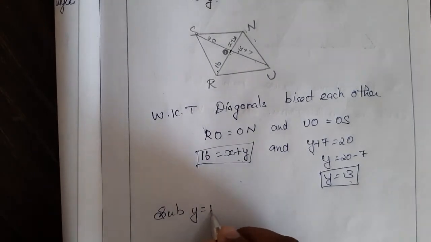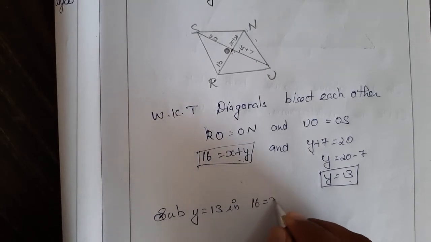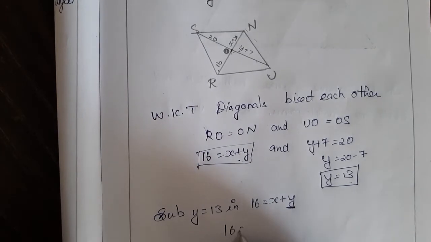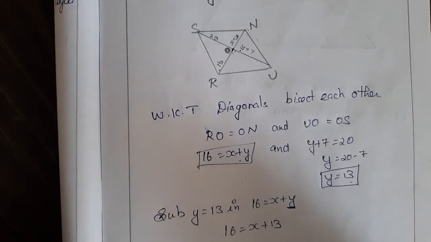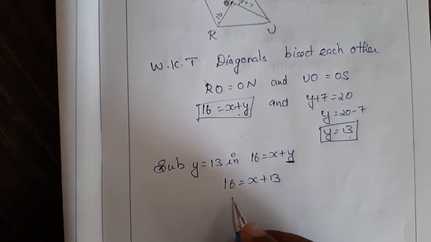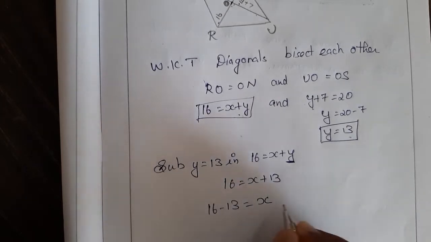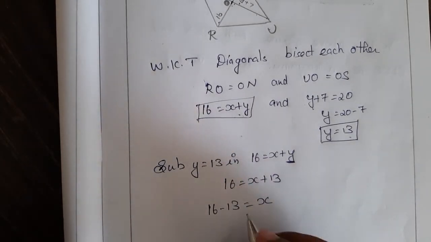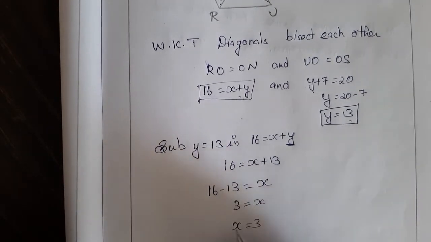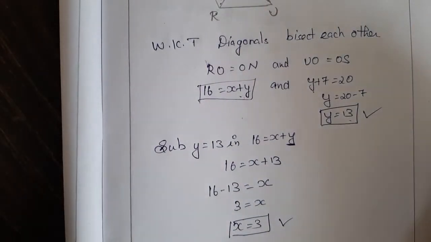Substitute y is equal to 13 in this equation, 16 is equal to x plus y. So 16 is equal to x plus 13. If you bring 13 here, it will become subtraction. So 16 minus 13 is equal to x. 16 minus 13 is 3. So the value of x is equal to 3. So we have found the value of x and also y, right?